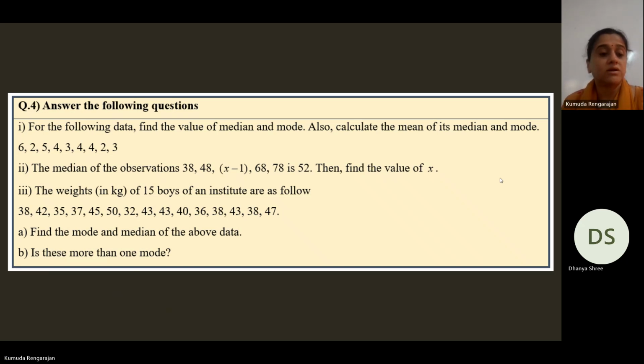Next one. The median of the observations 38, 48, x minus 1, 68, 78 is 52. Then find the value of x.